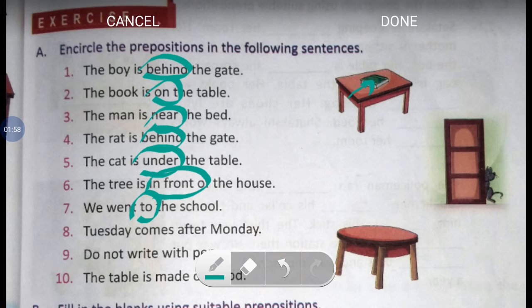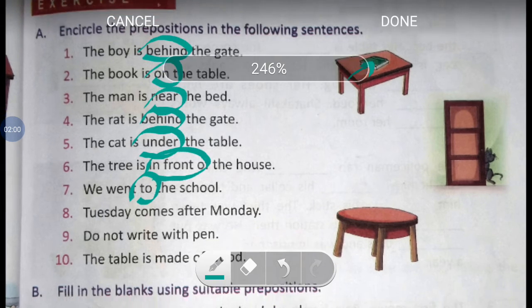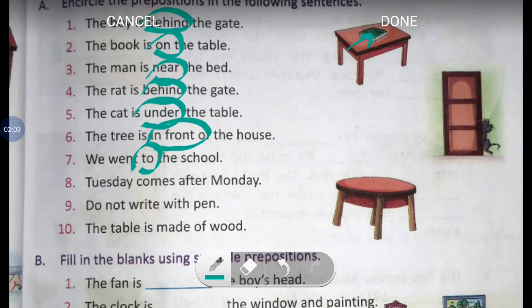Okay. Next up, Tuesday comes after Monday. Here after is preposition. Okay, it tells the time. Do not write with pen. With. Preposition of agency. With. With means साथ. Means किसी के साथ या किसी के द्वारा. The table is made of wood. Of. Okay, made of एक साथ भी लेते हैं इसको, और of भी आपकी preposition है.